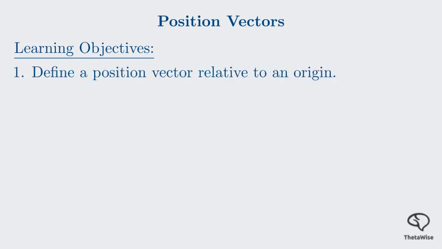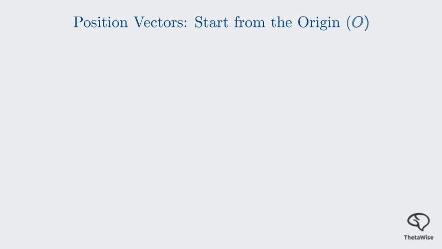Welcome. Today, we are going to explore a fundamental concept in coordinate geometry and mechanics, position vectors. By the end of this lesson, you will be able to describe the position of any point using vectors and calculate the displacement between two locations. Position vectors are special because they always start from a fixed reference point, which we call the origin, O.